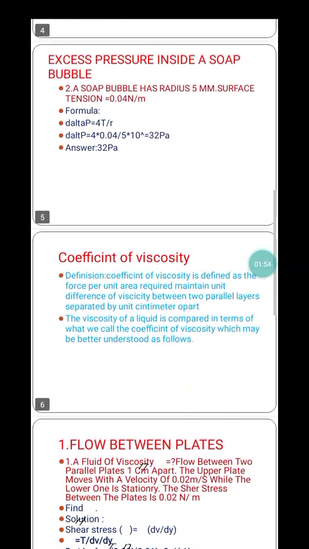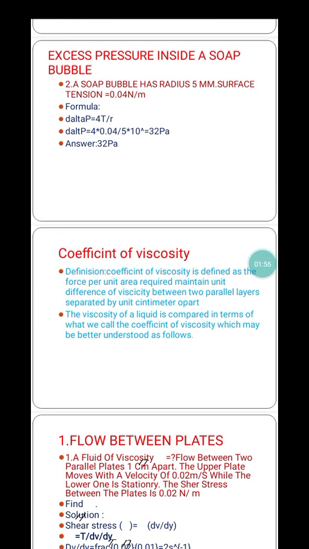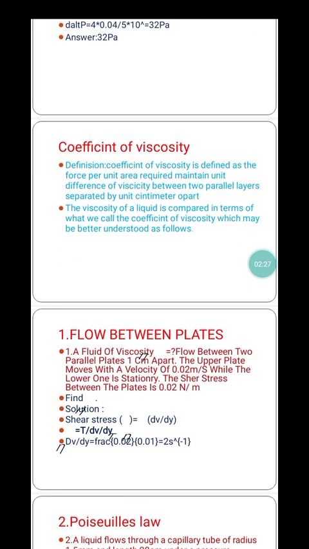Second problem. Excess pressure inside a soap bubble. A soap bubble has radius 5 mm and surface tension 0.04. Formula: delta P equals 4T divided by R. Delta P equals 4 into 0.04 divided by 5 into 10 power minus 3, equals 32. Answer is 32.